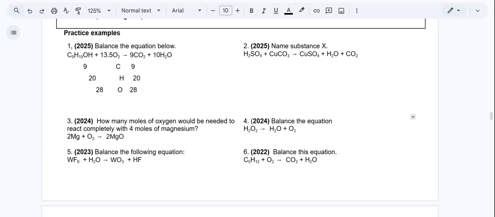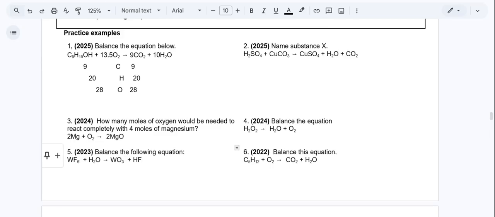Balance the equation below. So H2O2, so hydrogen peroxide, will give us H2O plus O2. So there's 2 hydrogens on the left, 2 hydrogens on the right, 2 oxygens on the left, and 3 oxygens on the right. So to balance this off, what we can do is just put a half in front here. So that will give us half of this, so 1 oxygen plus this. So in reality, if you take 1 mole of hydrogen peroxide, you will get 1 mole of water and half a mole of diatomic oxygen.